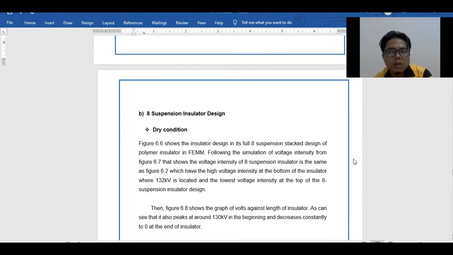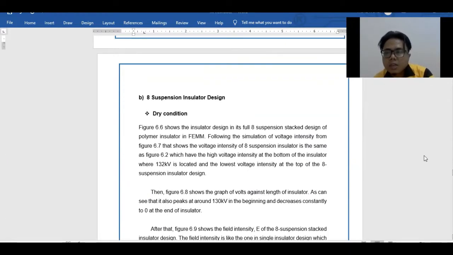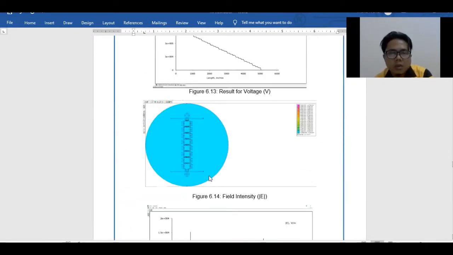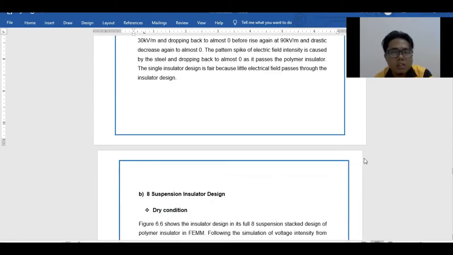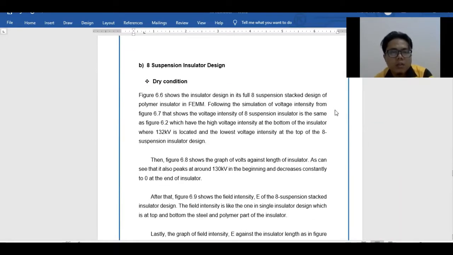So next is the X suspension insulator design, which is our X-tech suspension design. We have done it for the dry condition and the wet condition. For the dry condition, in the simulation in FEMM, figure 6.7 shows that the voltage intensity is the same as in the earlier figure 6.2, which is high voltage density at the bottom of the insulator where 132 kV is located, and the lowest voltage density at the top of the suspension insulator design.